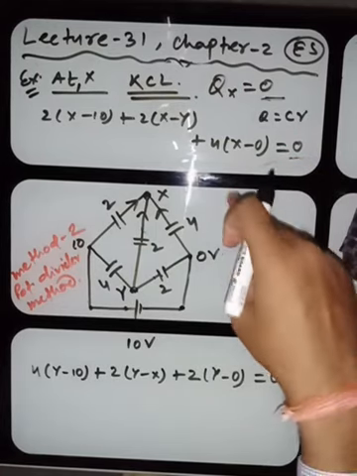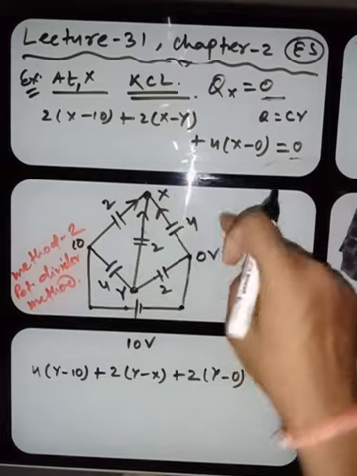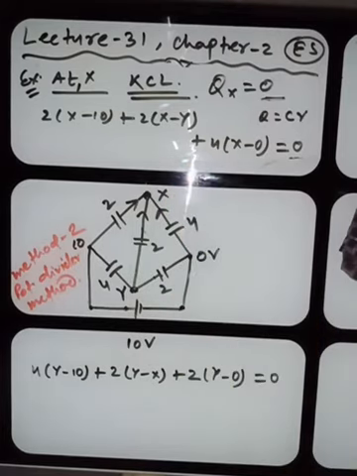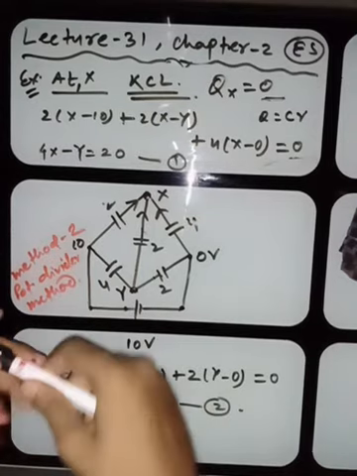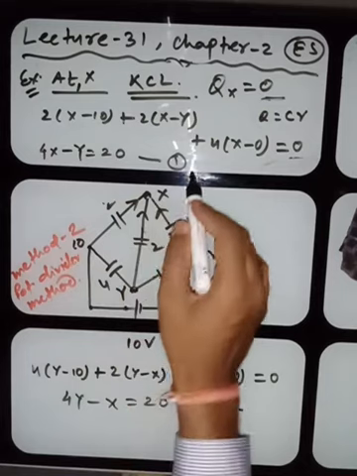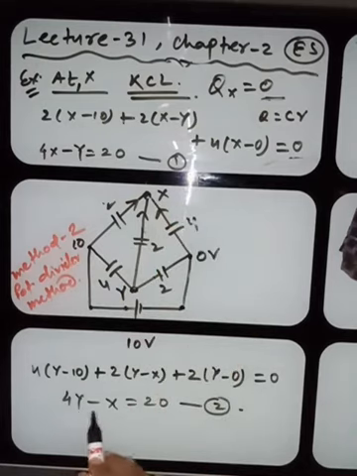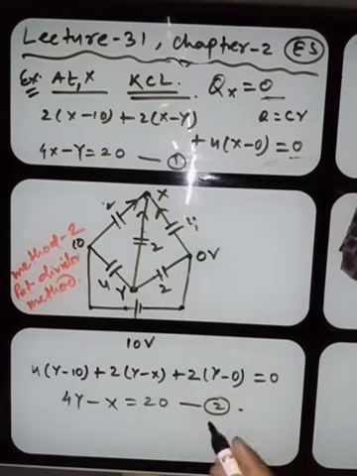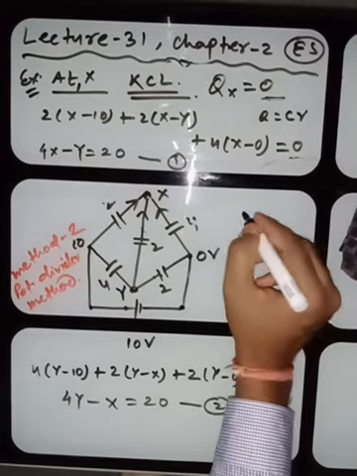Okay. I am pausing the video to write the values of x and y so that we can save time. We are already running out of time. So, this will be the equation: 4x minus y equals 20, equation 1. And here 4y minus x is equal to 20. These two equations you will solve and you will get the values of x and y.